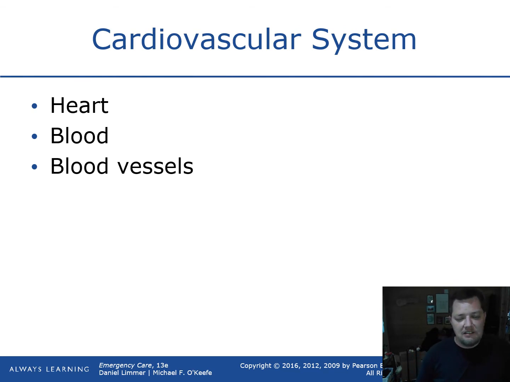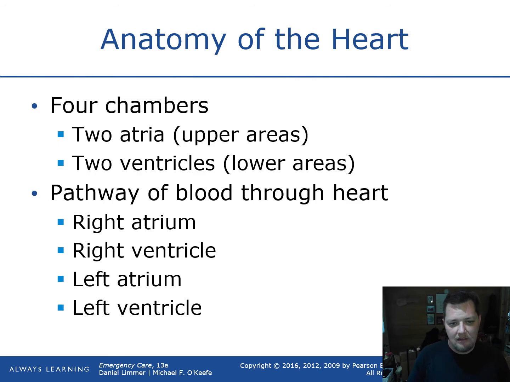So the cardiovascular system: you've got your heart, your blood, and your blood vessels. In the heart, we've got 4 chambers. There are 2 atria, which are the upper areas, and 2 ventricles, which are the lower areas. The path of blood through the heart goes from the right atrium to the right ventricle, to the left atrium, and then down to the left ventricle.